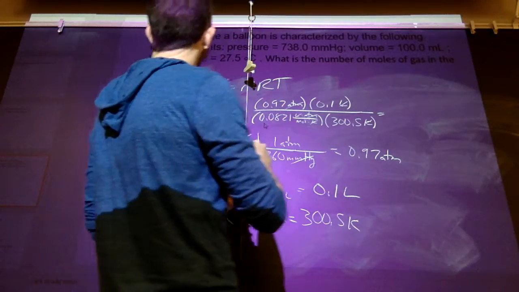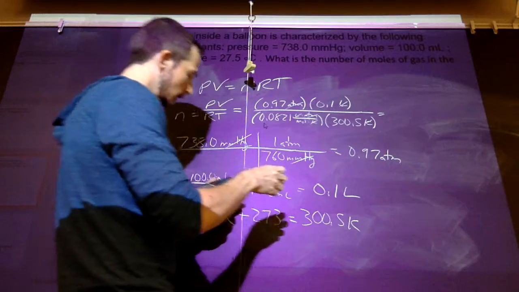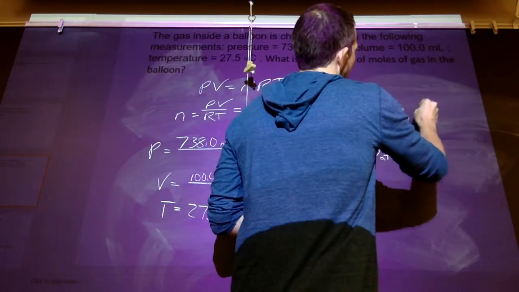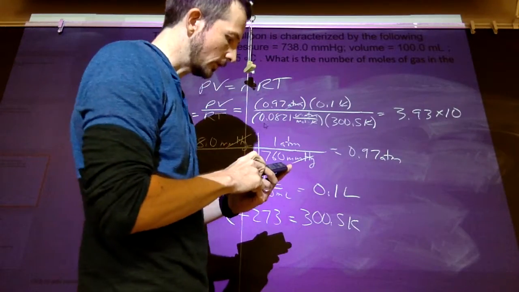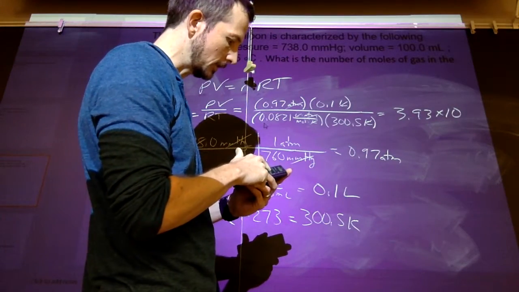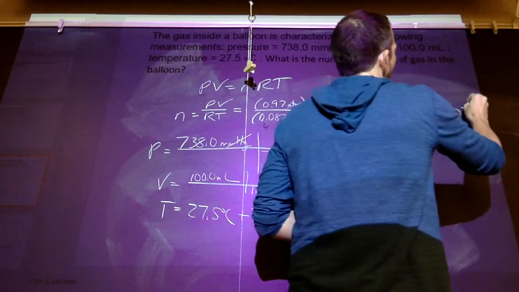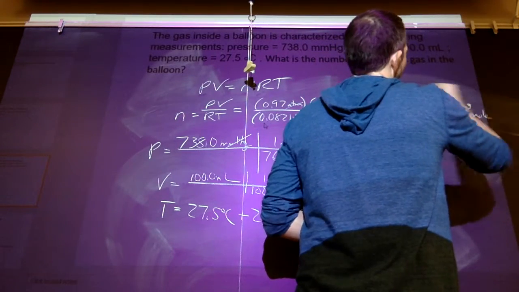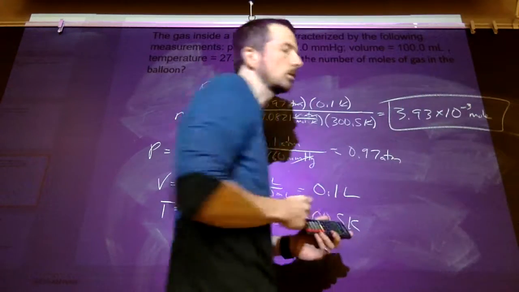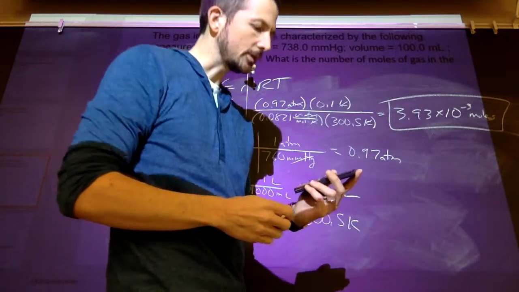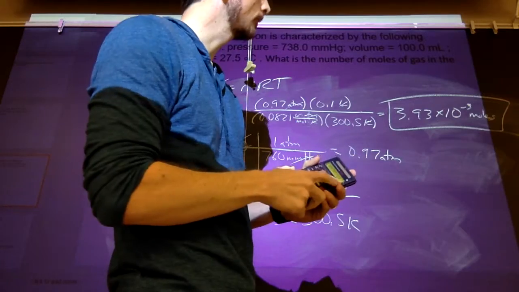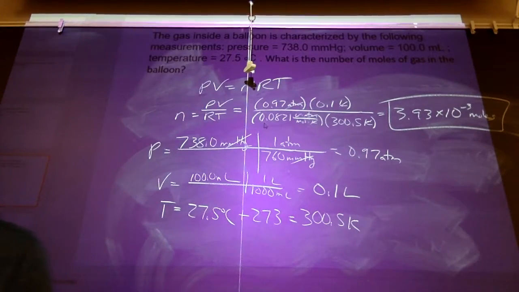So if I go to 3 significant figures, I get 0.00393, so that'd be 3.93 times 10 to the minus third moles. Or you could write it out as 0.00393. Let's look at one more.